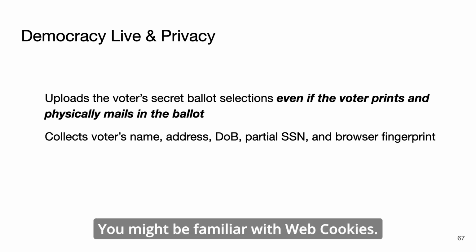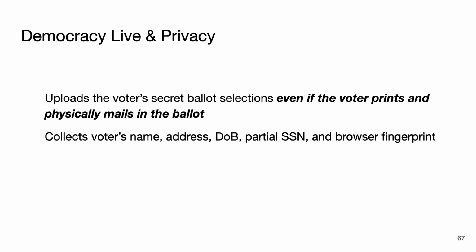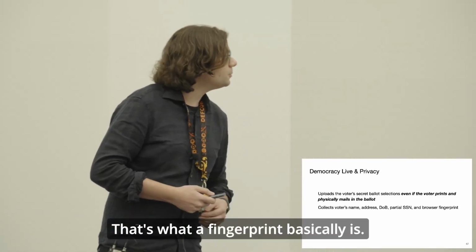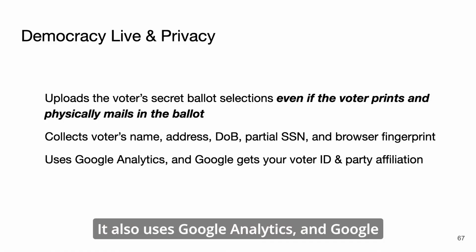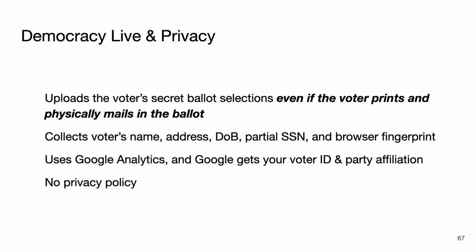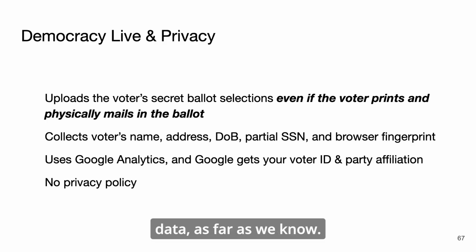So like you might be familiar with web cookies. Think of a version of web cookies that you can't get rid of by clearing your cookies. That's what a fingerprint basically is. It also uses Google Analytics, and Google gets your voter ID and party affiliation. And there's no privacy policy. So they can do whatever they want with this data, as far as we know.